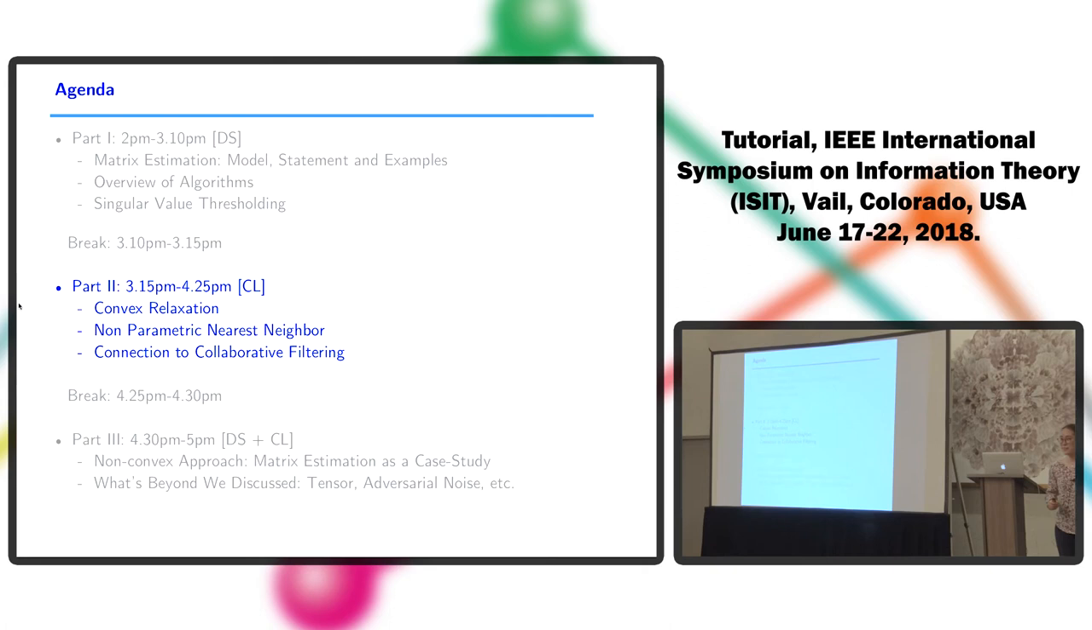In the second part, I'll be diving into the details of two classes of techniques. One will be convex relaxation techniques, and the second will be non-parametric nearest neighbor methods. Since Devavrat and I have spent a lot of time looking at non-parametric nearest neighbor methods, I will actually start with those first, and we'll come back to convex relaxation in the second part of this section.